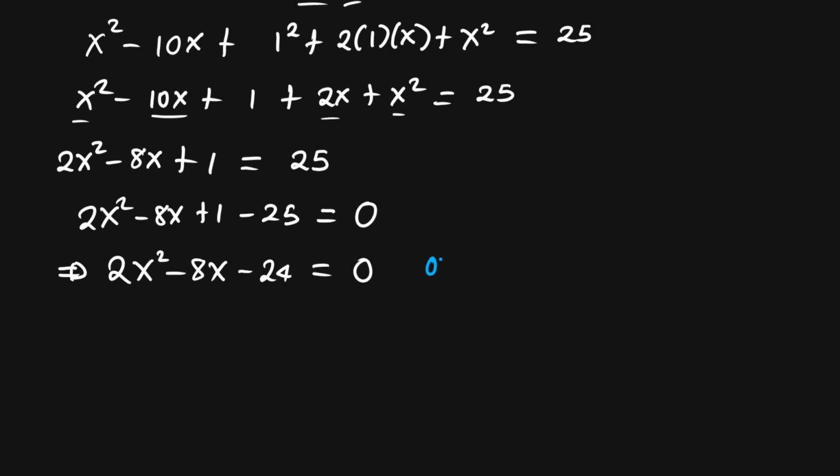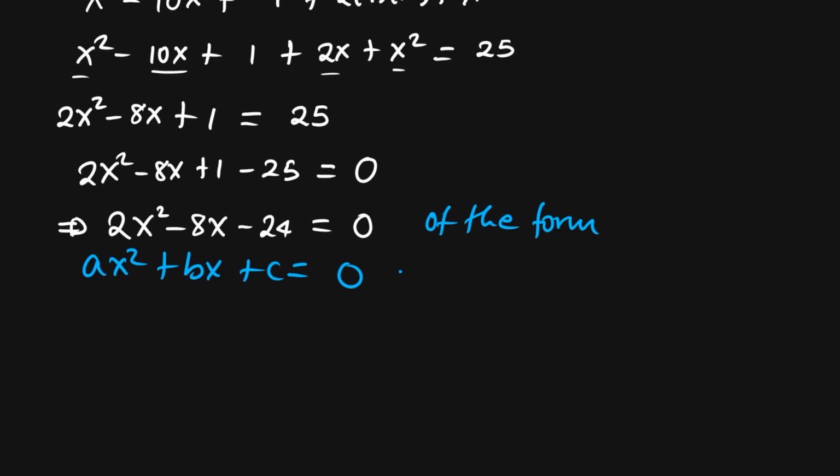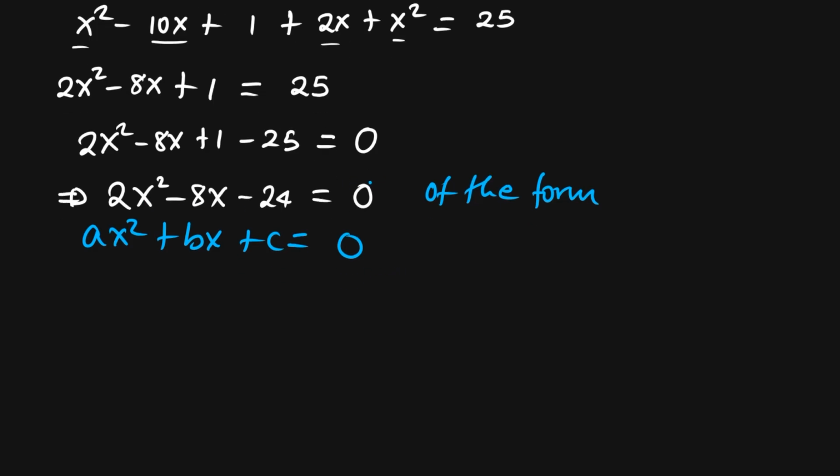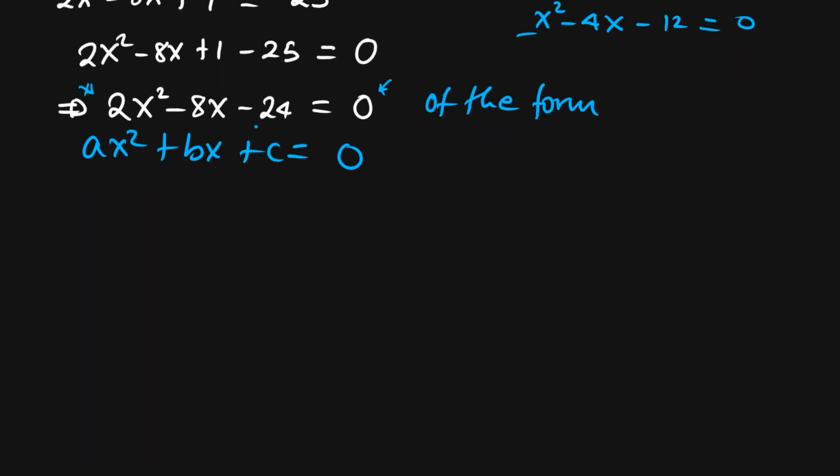But this is of the form ax squared plus bx plus c equals 0. It is a quadratic equation, a degree 2 equation. We can as well reduce this equation by dividing through by 2. So if you divide this through by 2, it will become x squared minus 4x minus 12 equals 0. This is the same equation as this. But let's proceed with this.